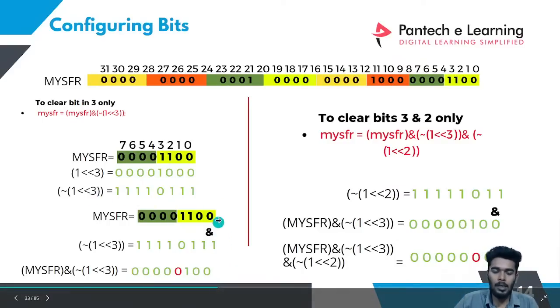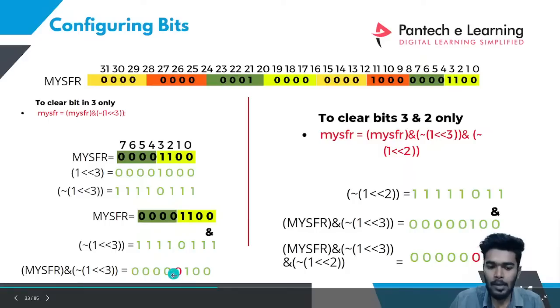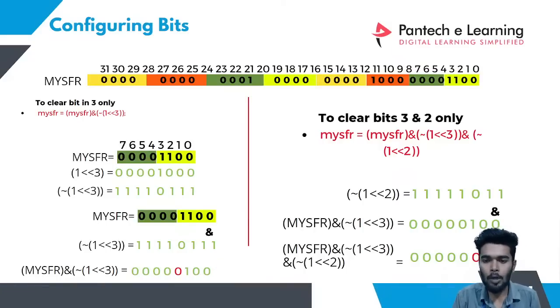What will the AND value be? 0 and 1 will be 0. 0 and 1 will be 0. 1 and 1 will be 1, but which bit is it? It is the second bit, so we should not clear that bit. The next bit is bit 3, which we want to clear. 1 and 0 gives 0. The remaining bits, 1 and 4 zeros, will also give us 0. Now we have cleared the particular bit, the third bit.